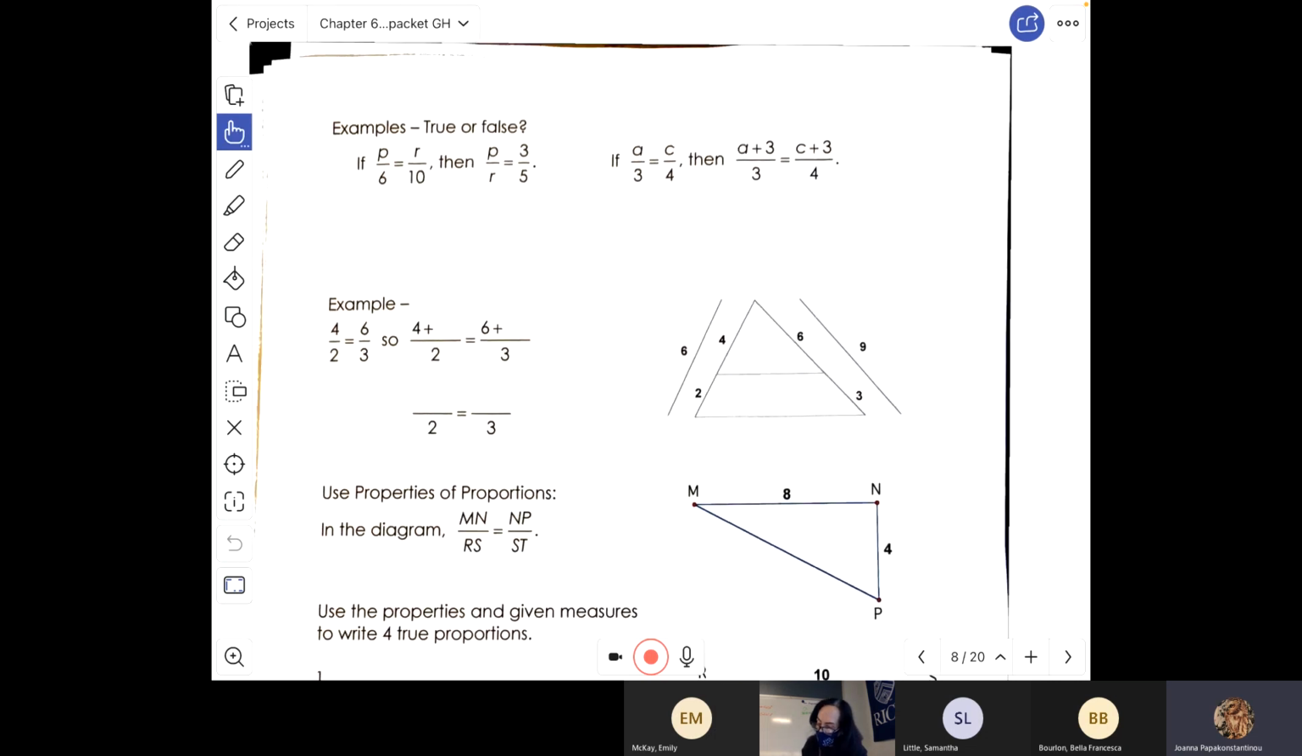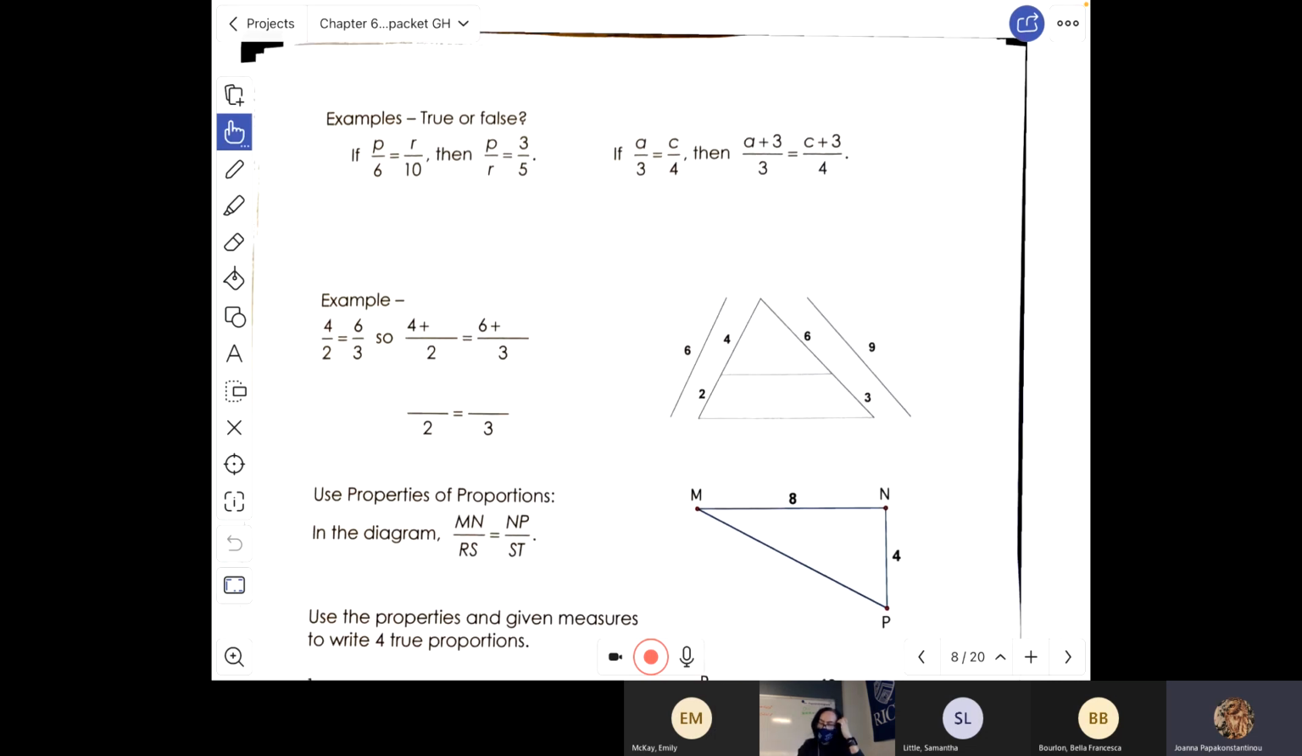Okay, so let's look at each of these and tell me, is it true or is it false? And if it's false, what would we have to do to make it true?